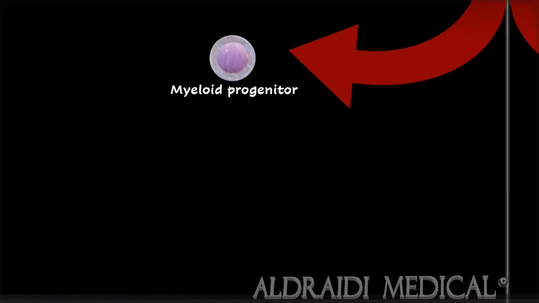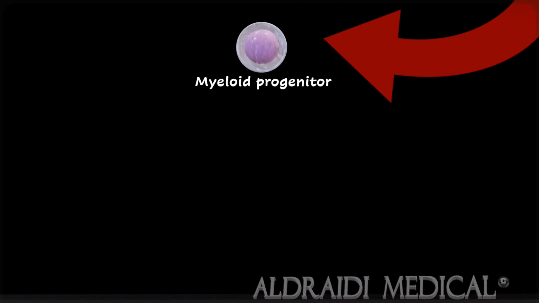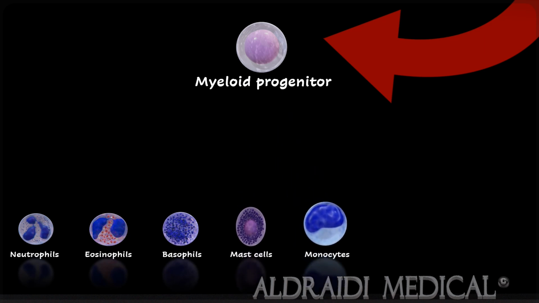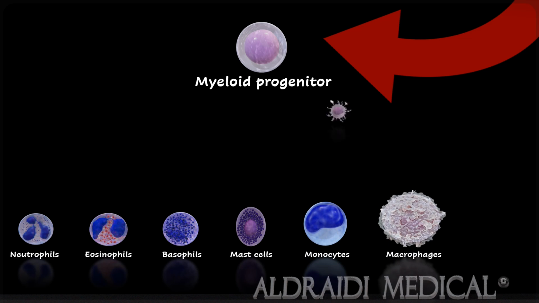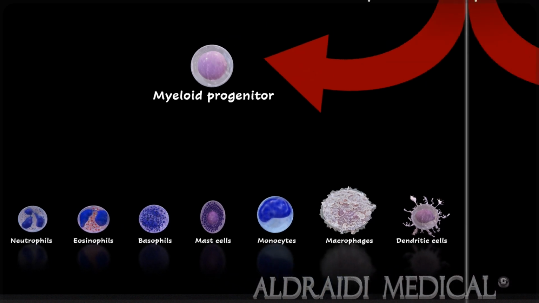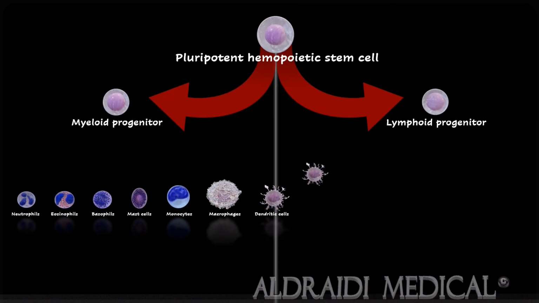The common myeloid progenitor gives rise to other progenitors, and we will not go into details for all those progenitors for now, but just keep in mind that the myeloid lineage will give rise to neutrophils, eosinophils, basophils, mast cells, monocytes that give rise to macrophages, and some dendritic cell populations. Dendritic cells actually can arise from both myeloid and lymphoid cell lineages.